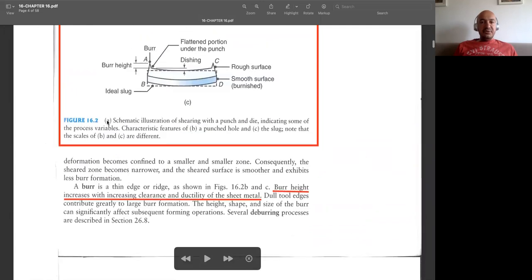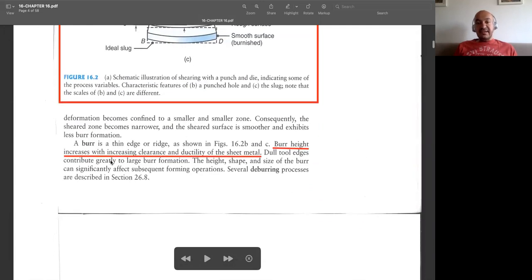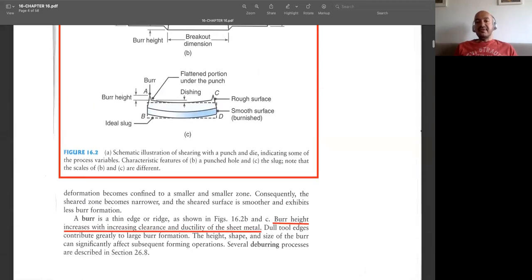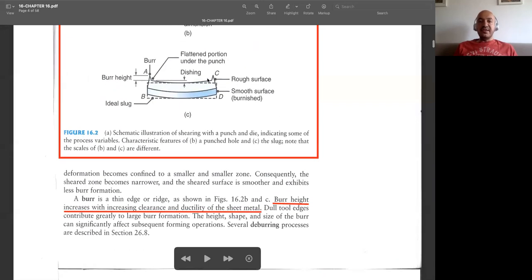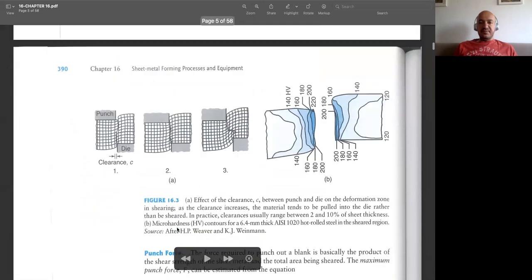Another issue is the burrs. They actually increase once you increase the clearance and the ductility of the sheet metal. Once ductility is improved, that means you have a soft metal, and cracks cannot be generated easily. So in such cases, the height of the burr will increase.